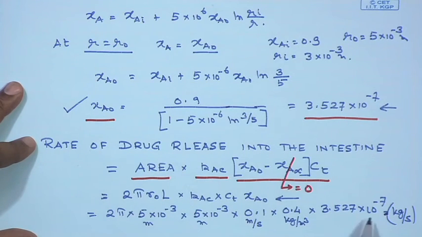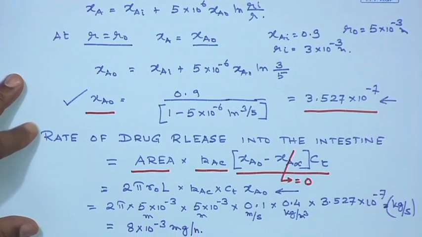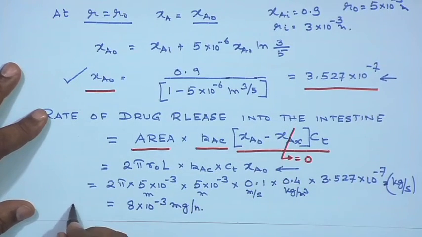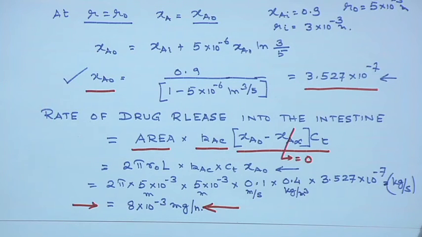So, the rate of drug release we have obtained in SI units, which is in kg per second. When you evaluate this, this is going to come to be equal to 8 × 10^-3 milligram per hour. So, that is the dissolution rate of the drug in the intestine.